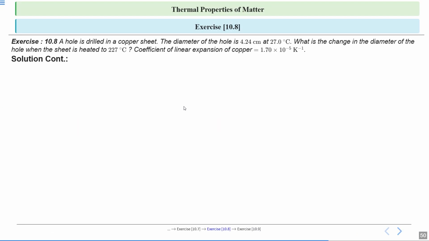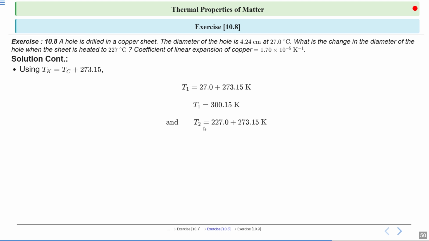Now, using Tk equal to Tc plus 273.15, that is the relation between the Celsius scale and Kelvin scale. So T1 equal to 27.0 plus 273.15 Kelvin. So T1 equal to 300.15 Kelvin. And T2 equal to 227.0 plus 273.15 Kelvin. So after addition, it will be 500.15 Kelvin.